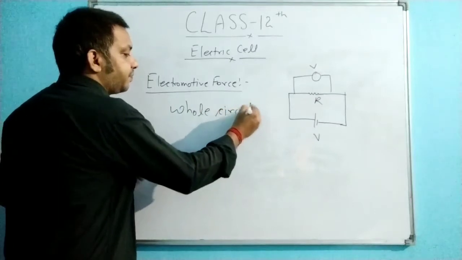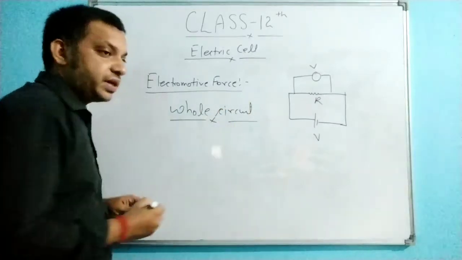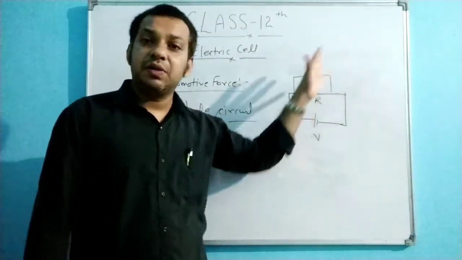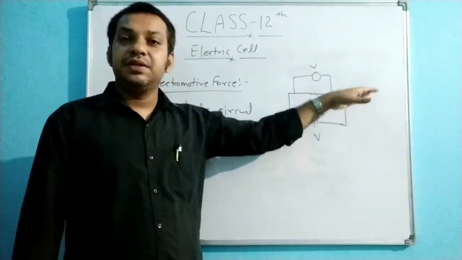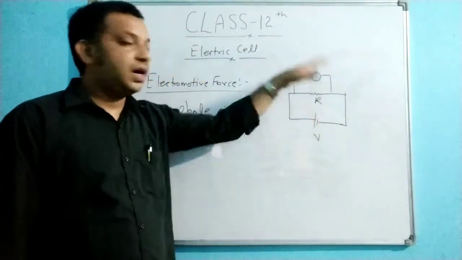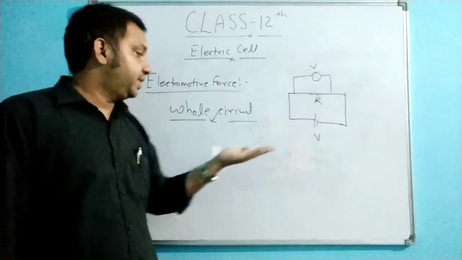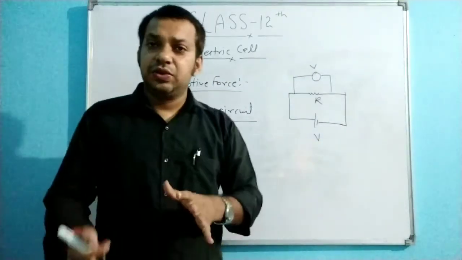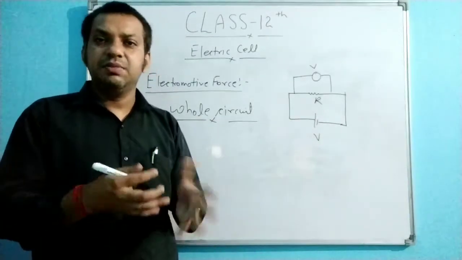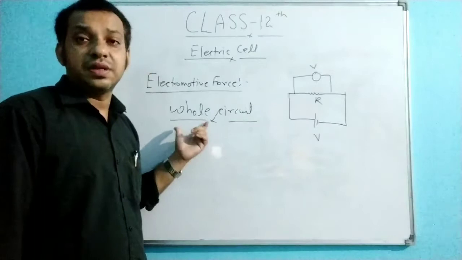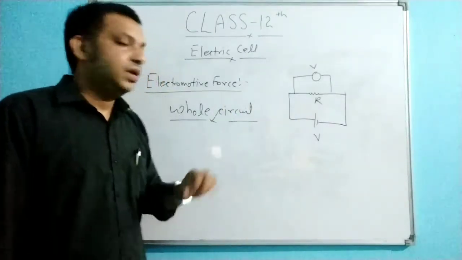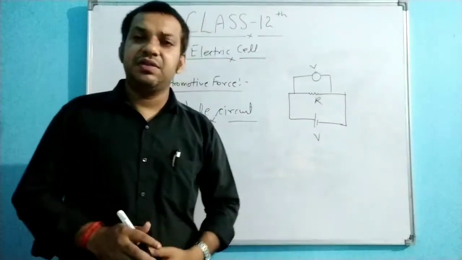Whole circuit means also inside the cell. Not only the outer part of the circuit: the electron moves from the negative plate and reaches the positive plate, not only in the outer circuitry but also inside the cell. So the definition of potential difference and electromotive force is similar, but here the words are "the whole circuit," which means also inside the cell. Right? Inside the cell.